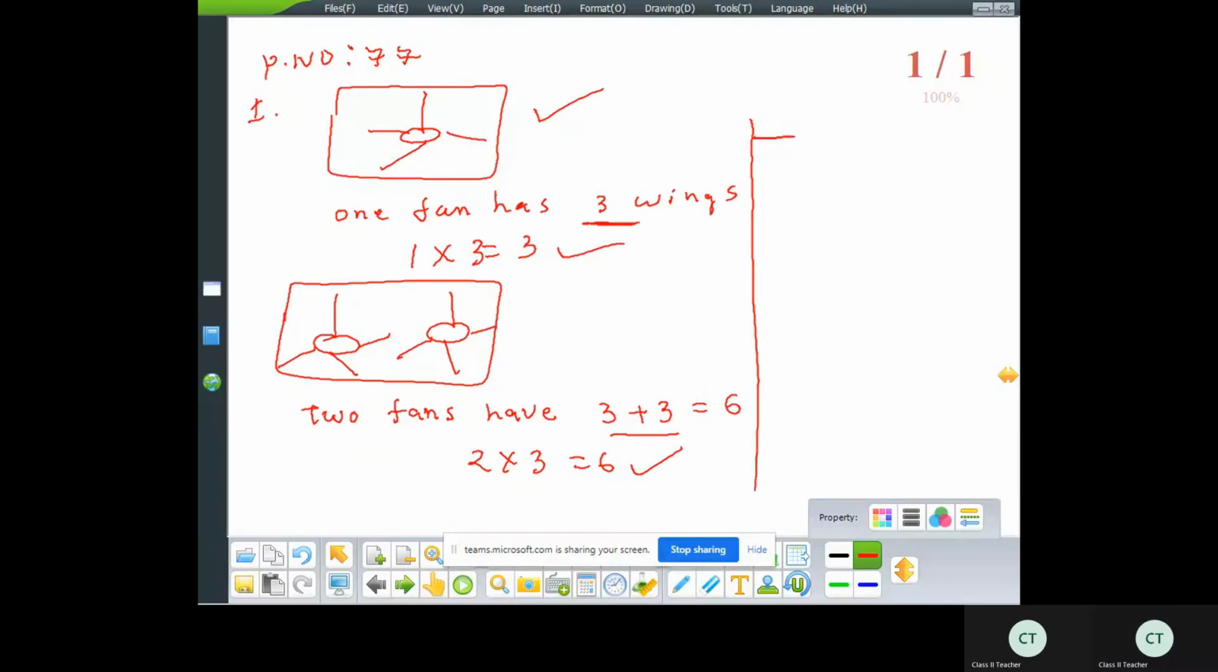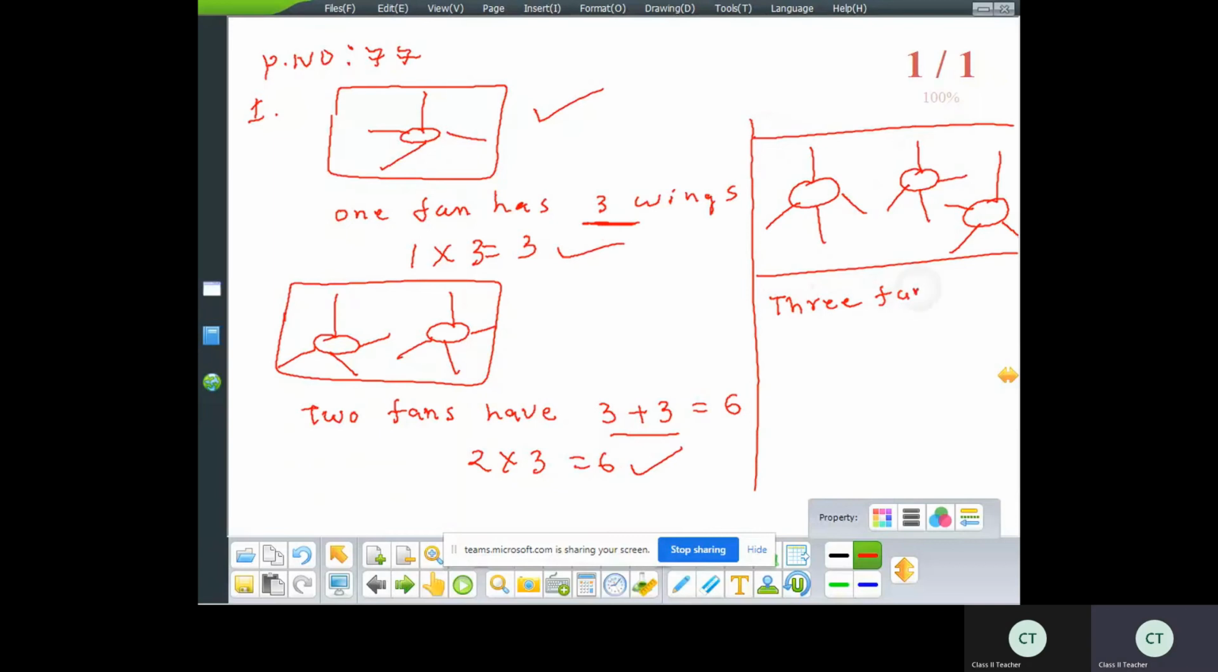Now in third box, there are 3 fans. 1, 2, 3 wings. 3 fans have, each fan has 3 wings.